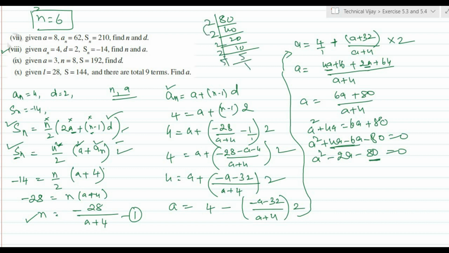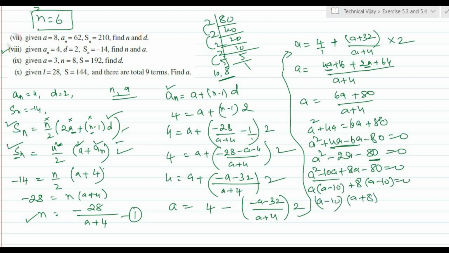So here 2 2s are 4, 4 2s are 8, 5 2s are 10, 10 and 8. Okay, 10 × 8 is 80. So here a² − 10a + 8a − 80 = 0. So here a into (a − 10) plus 8 into (a − 10) equal to 0. (a − 10)(a + 8) = 0.